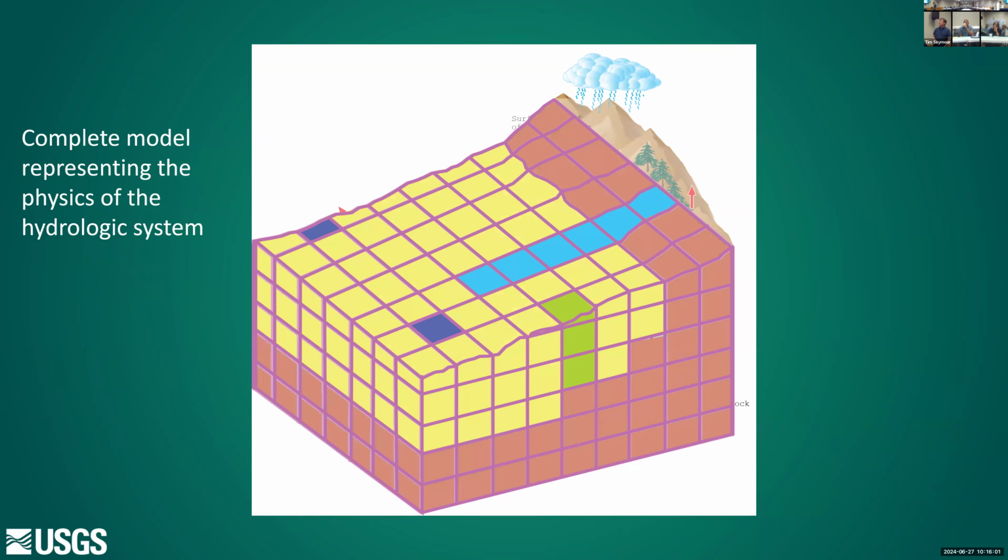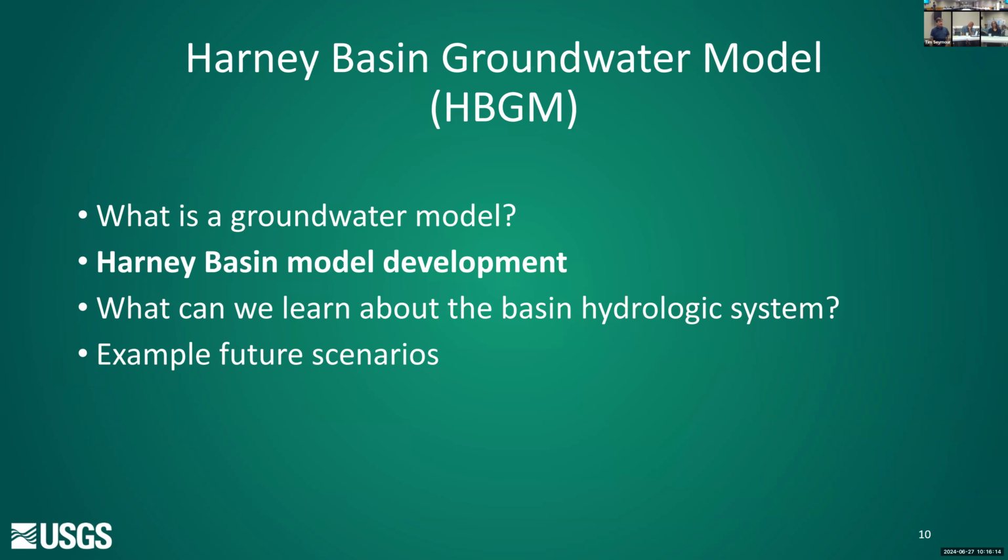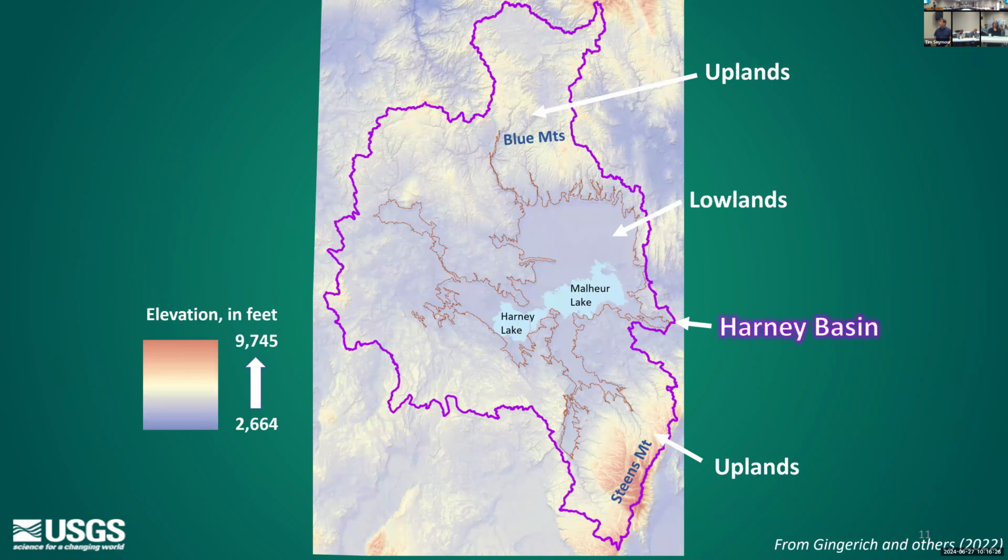So then you end up with a complete model, we're calling a complete model of the groundwater system that represents all the hydrology. And then we have to put water in it and figure out what it does. So, we talked a bit about how any generic groundwater model is basically based on those concepts. So then we move here into Harney Basin.